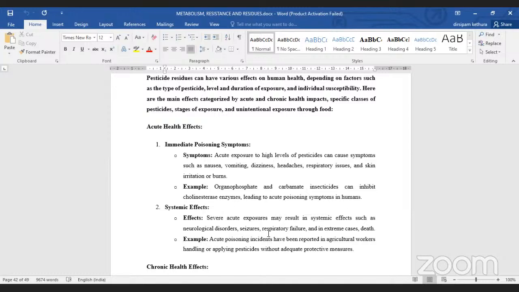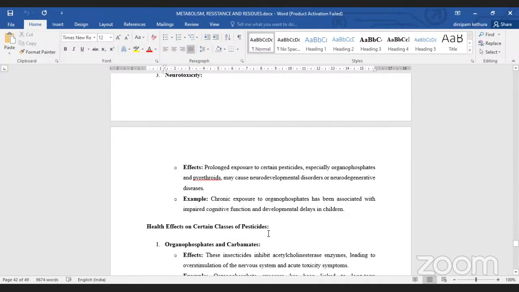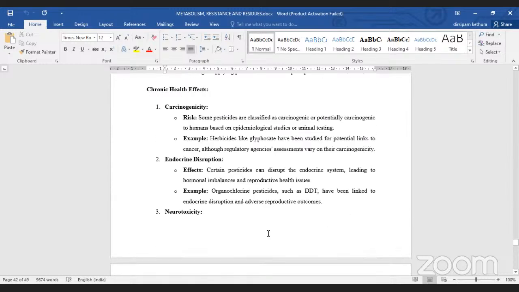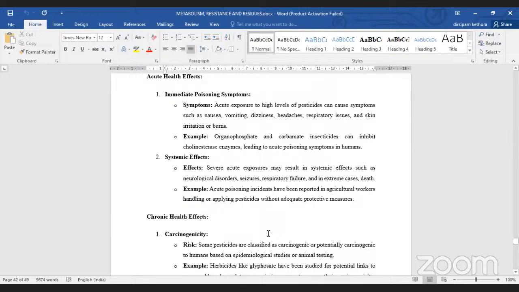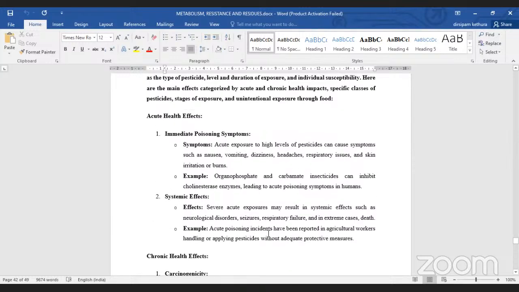Under health effects on human beings, we are going to study acute health effects and chronic health effects, along with other parts like health effects of certain classes of pesticides. Before that, we are going to see what the health effects on human beings are. The effects of a pesticide can either be acute, that is, an immediate response to short-term exposure to a high dosage, or chronic, a response to long-term exposure to a low dosage.